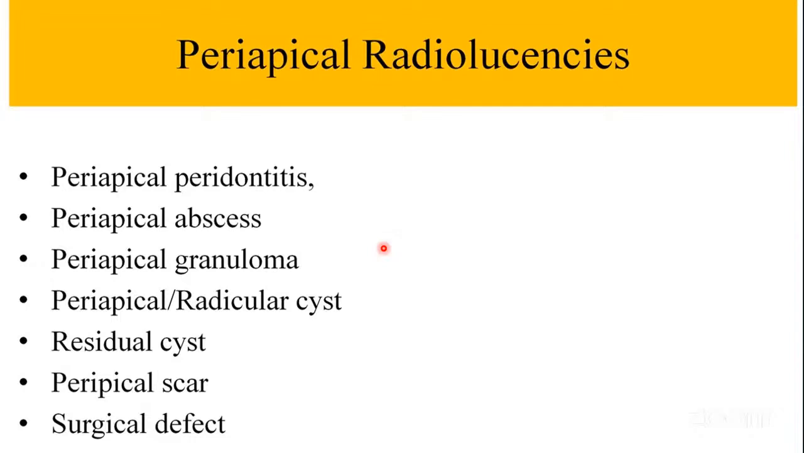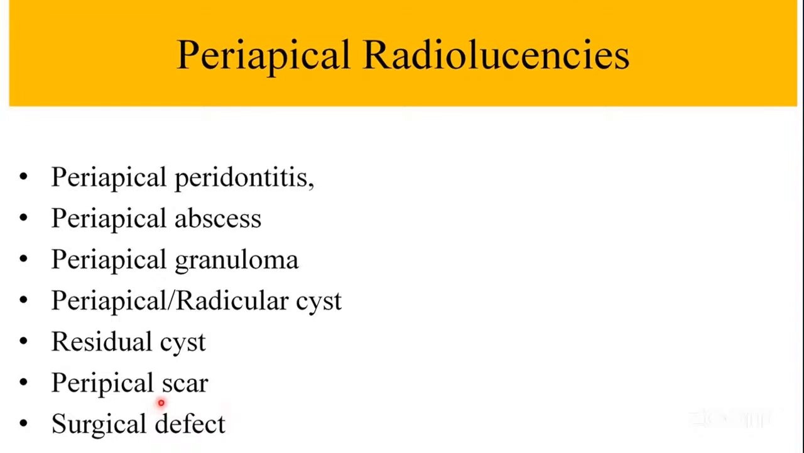So first observe the tooth. If it is present in the apex, periapical radiolucency, first try to decide whether it is an odontogenic or a non-odontogenic lesion. If it is odontogenic, it should be any of these only: periapical periodontitis, abscess, granuloma, cyst only. Residual cyst is when the tooth has been removed. Okay. In case of an edentulous region, if you see a radiolucent structure, then we call it a residual cyst. Periapical scar, it is mostly in case of odontogenic lesions, I mean endodontic treatments.